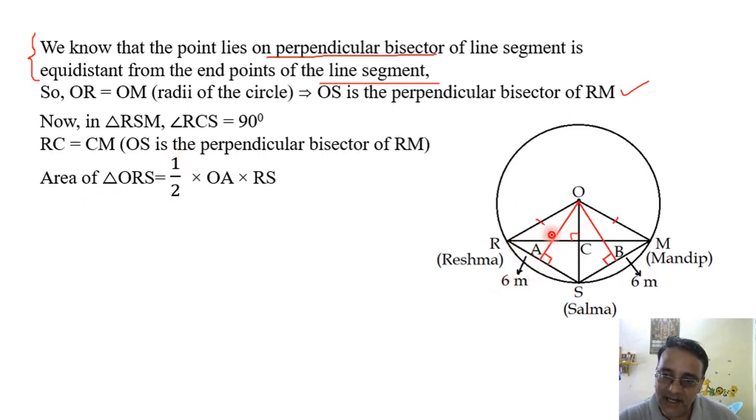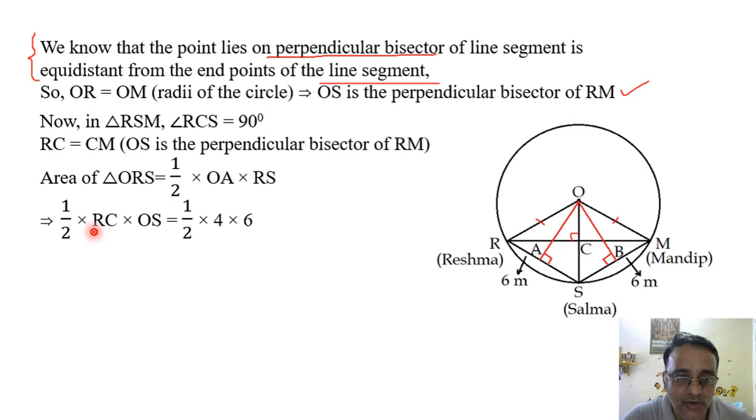Just now I told you that area of triangle ORS we can calculate in another way. कैसे? Half into base into height. Right? So this will imply half into RC into OS is equal to half into 4 into 6. Whether this step is clear? Yes, sir. Now on both sides we can cancel this half. And what is the value of OS? OS radius है ना? 5 meter. Right. So RC into 5 is equal to 24.